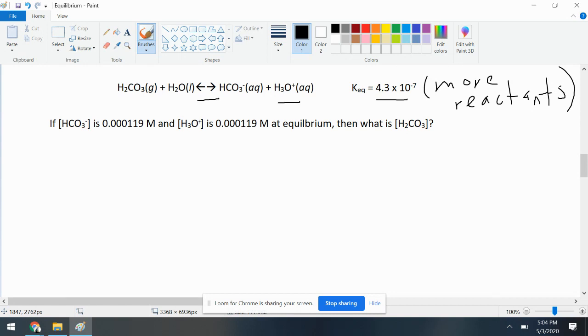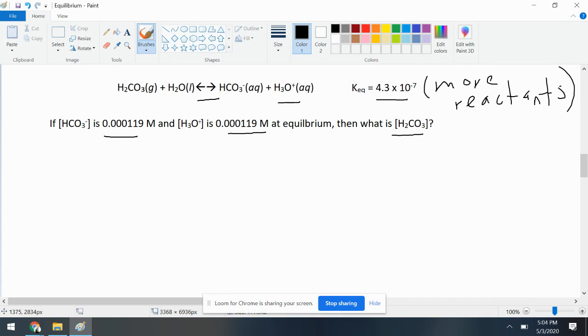So if you're given the concentration for each of the products, which is going to be a very low concentration, 0.000119 molar, what is the concentration of the reactant, the carbonic acid, at equilibrium? Okay, so let's go and set this up. How do we solve for the concentration at equilibrium for H2CO3, which is your, again, carbonic acid?